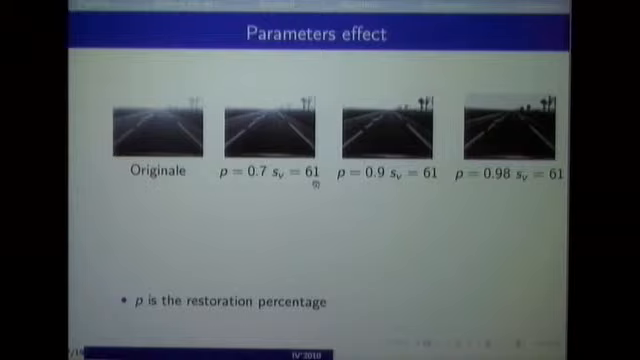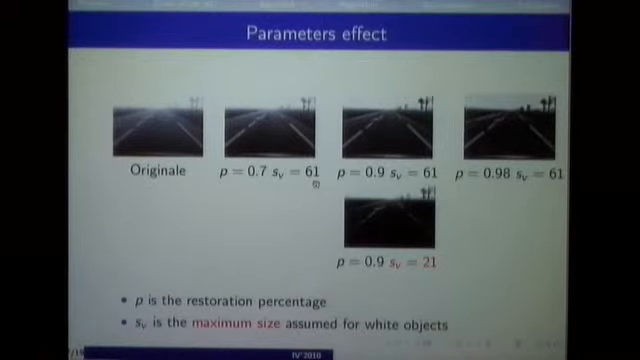Just to have a feeling about the parameters, there are two parameters. The P is the restoration percentage. It gives the strength of the restoration, as you can see on these images. The higher the P, the higher the restoration. And the SV is the size of the filtering. If we use a smaller SV, you can see that the landmarkings at the bottom of the bottom image become darker. So in fact, SV can be interpreted as the maximum size assumed for white objects.